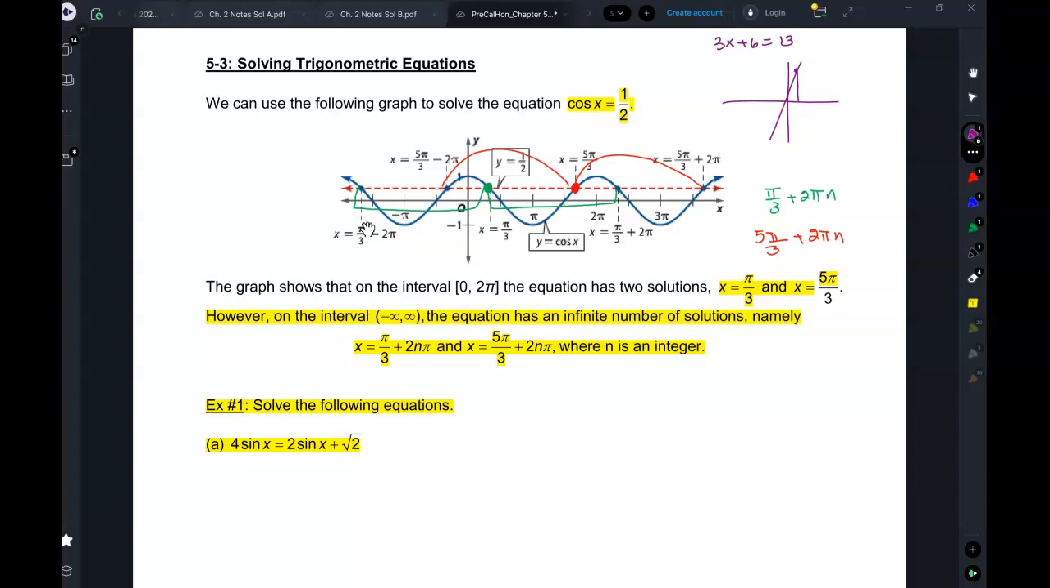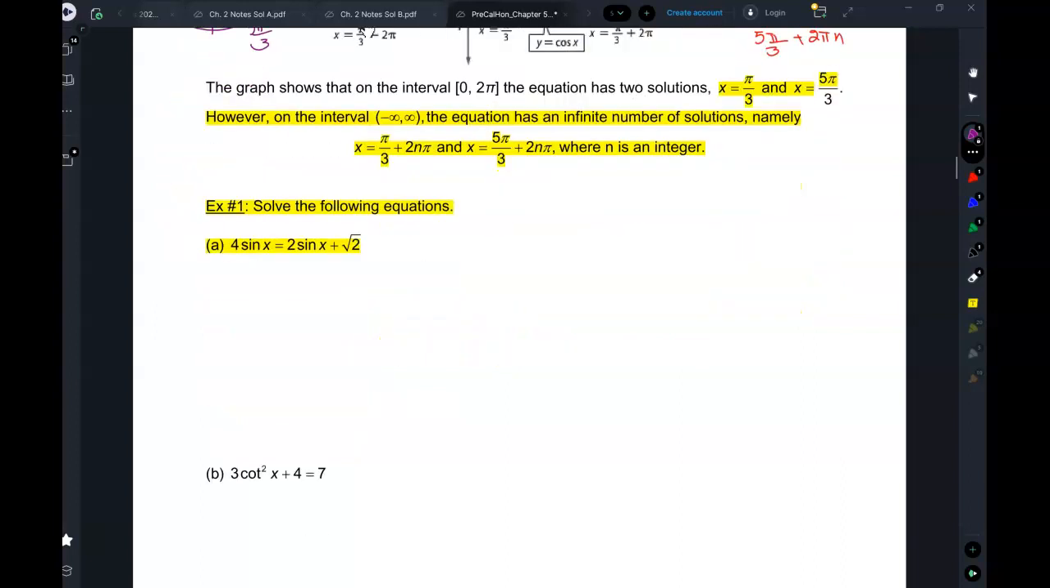So if I only want to know the answers in one cycle of the unit circle, cosine is equal to a half where? At pi over 3 and at where? 5 pi over 3 right here. Right? Because it's negative here and here. But if I want to talk about over all x values, then it's pi over 3 plus 2 pi n, 5 pi over 3 plus 2 pi n. Okay? All right.